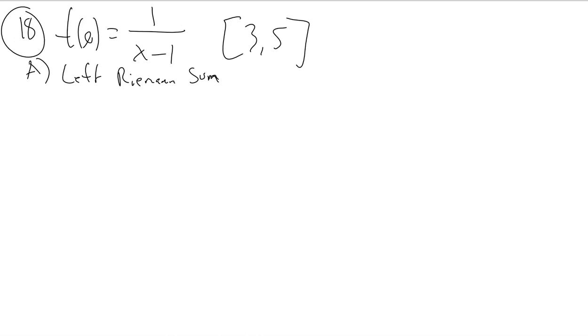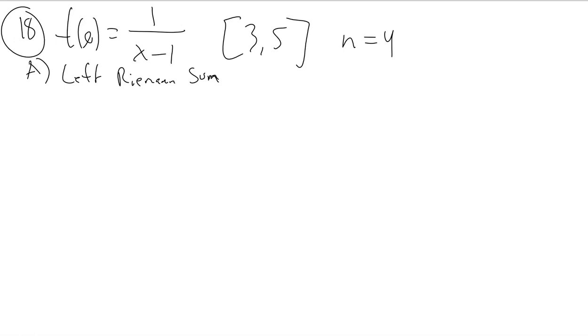Whether it's the left, right, midpoint, or trapezoidal rule, it really boils down to the area of some rectangles or the area of some trapezoids and adding them together. But it does get a little bit messy in here. So it also says we need 4 of these guys.